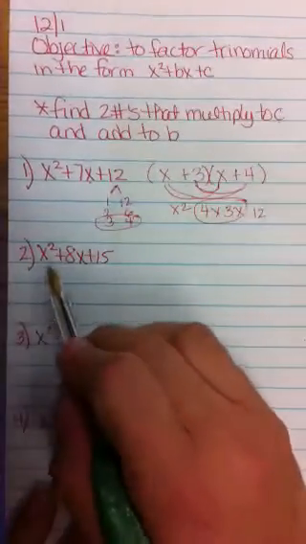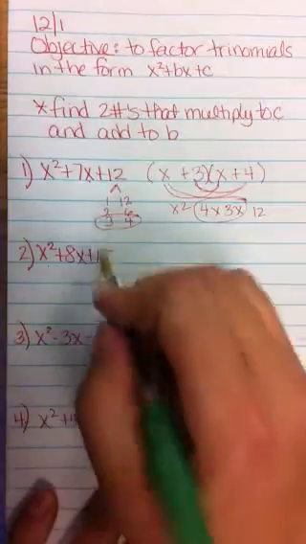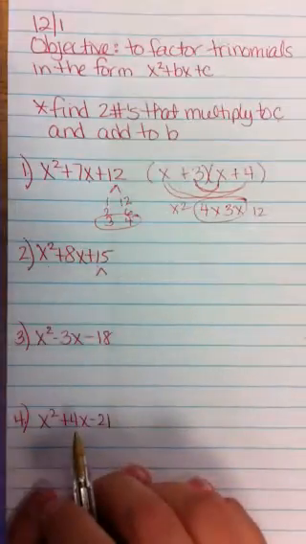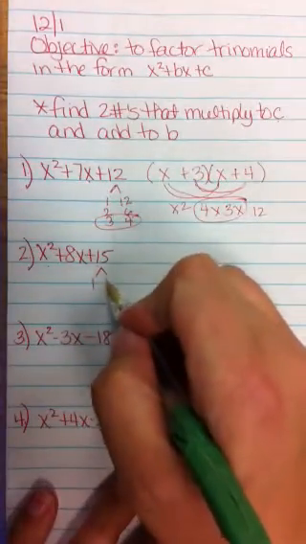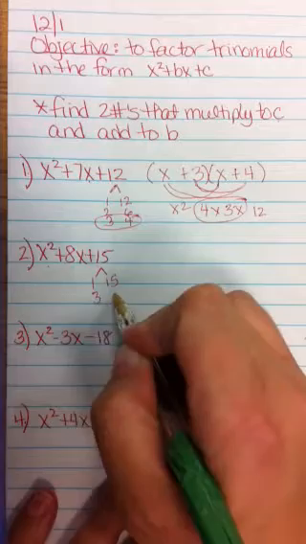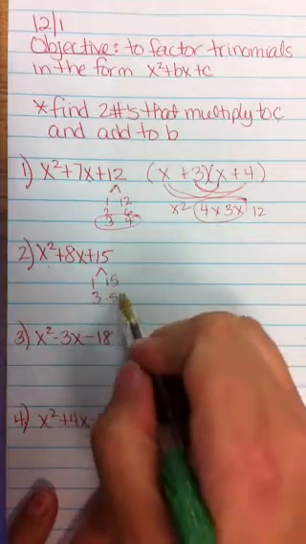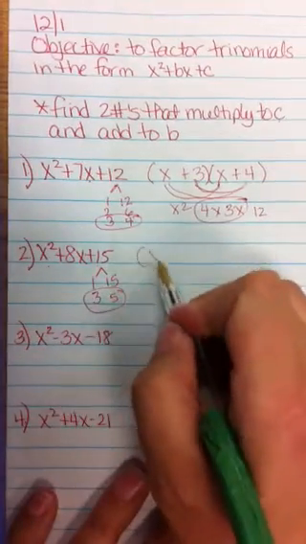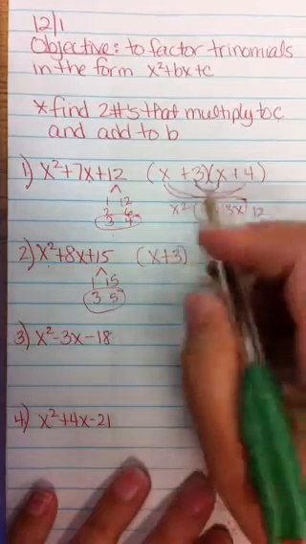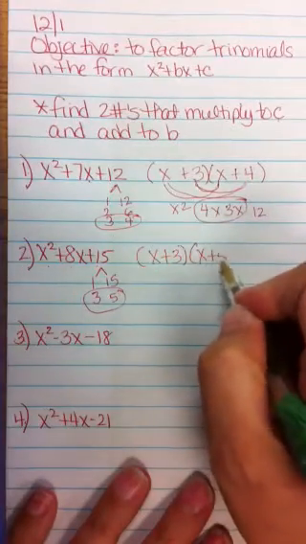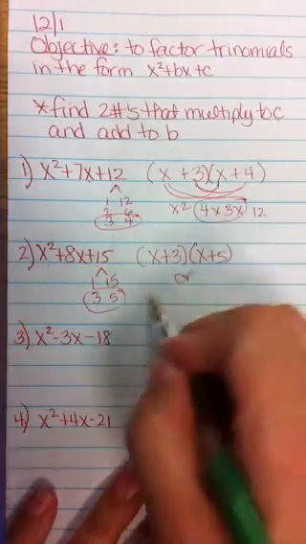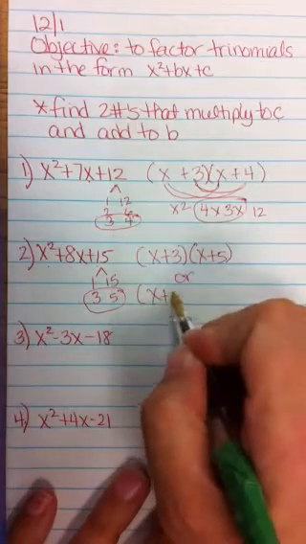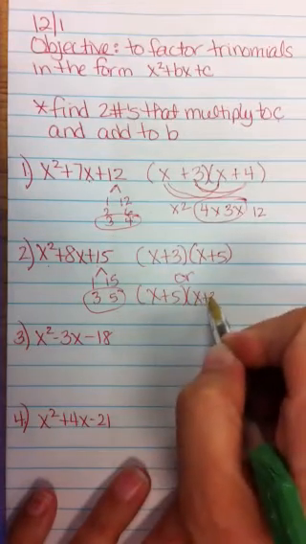So number 2, x squared plus 8x plus 15, we do the same thing, break down 15 into 1 and 15 and 3 and 5. So the 3 and 5 will give us 8. So it's x plus 3, x plus 5. And we can reverse the order, so you could have it as x plus 5, x plus 3. The order doesn't matter.